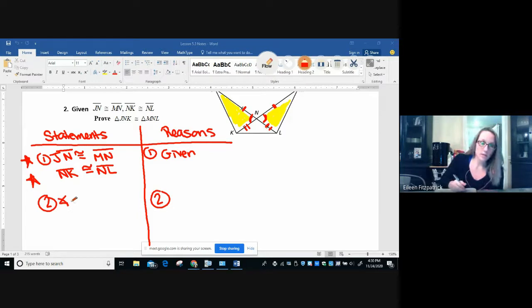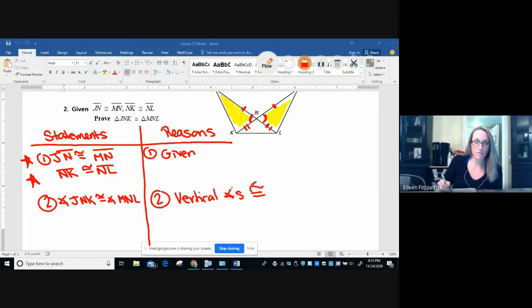So you can say that angle JNK is congruent to angle MNL because vertical angles are congruent. And then you have your 3 stars. Once you have your 3 stars, you should hopefully be able to say that the triangles are congruent. And they probably named them correctly, but we'll just double check. JNK, so JNK is congruent to MNL by side, angle, side.